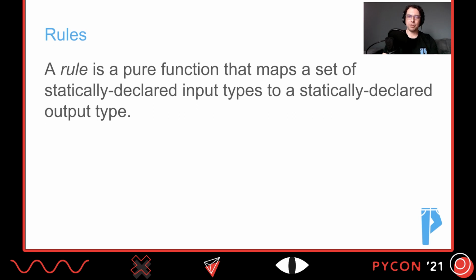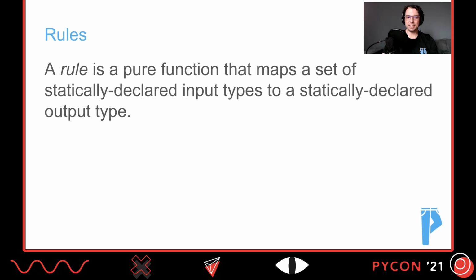So remember, I asked you to bookmark this in your minds, that we distinguished between static task functions and their dynamic runtime invocations in the context of some initial inputs. You remember we can invoke the same functions many times on different inputs. So just to avoid confusion, we refer to the static function as a rule, and the runtime invocation of a rule is a task. So the core definition of a rule is a pure function that maps a set of statically declared input types to a statically declared output type.